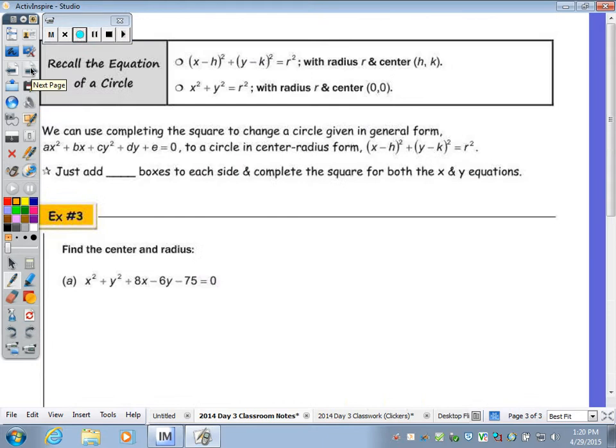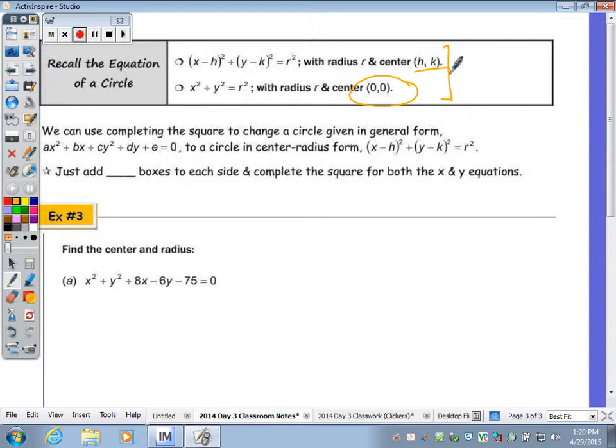We're going to complete the square to find the center and radius of a circle. At the top, note I have the 2 equations. One is with the center at the origin. The other is with the center not at the origin. Okay?